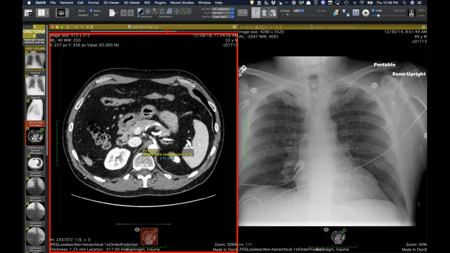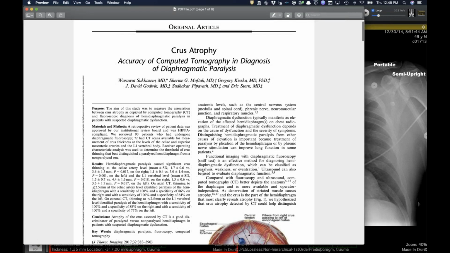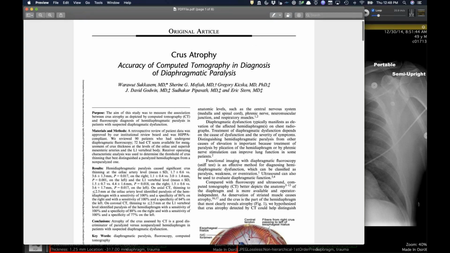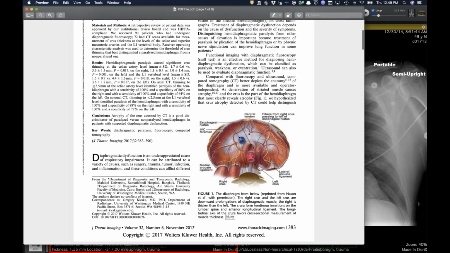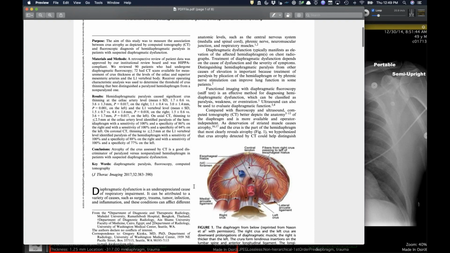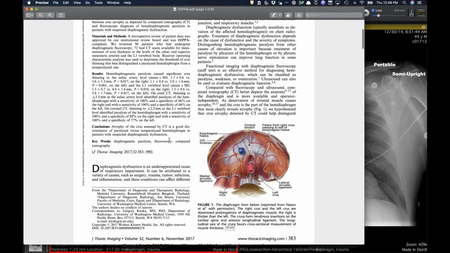And I'm a big fan, and I'll show the fluoro images here in a moment, of this paper that I found in JTI a couple years ago, by Godwin and Pipavath and others, where they did an analysis of CT size of diaphragmatic crura and found some pretty interesting data, which I think is pretty useful, looking at the thickness of the crus at the level of the celiac on the axials and at the level of the L1 vertebral bodies. So very sensitive and fairly specific too.